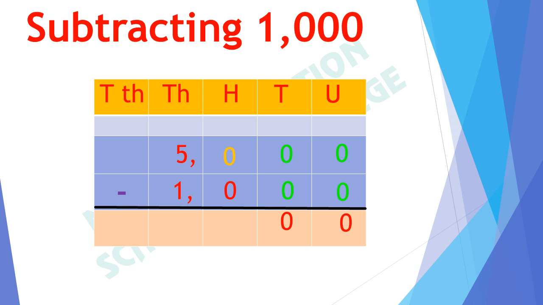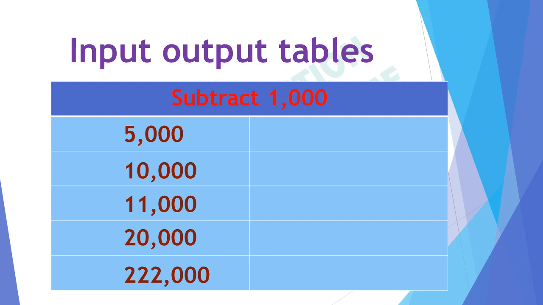In hundreds, there is also 0 hundred and we have to subtract 0 hundred. From 0, if we subtract 0, we get 0. In the thousand column, there is 1. We have to subtract 1 from 5. If we subtract 1 from 5, we get 4. From 5000, if we subtract 1000, we get 4000.